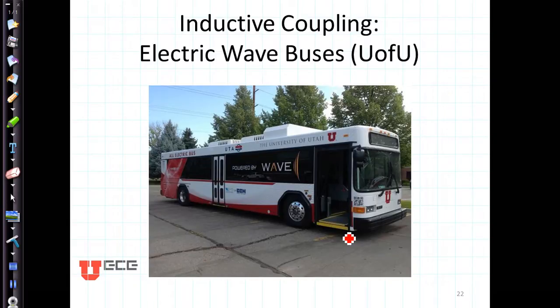Wave has created an electric-powered bus. Underneath, there's a coil of wire in the bottom of the wave bus, and then in the concrete underneath is another coil. The current is induced in the coil in the concrete, which is picked up in the coil of the bus in order to charge its batteries at a stop.